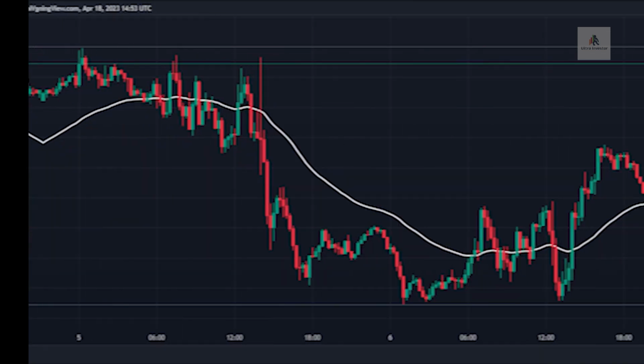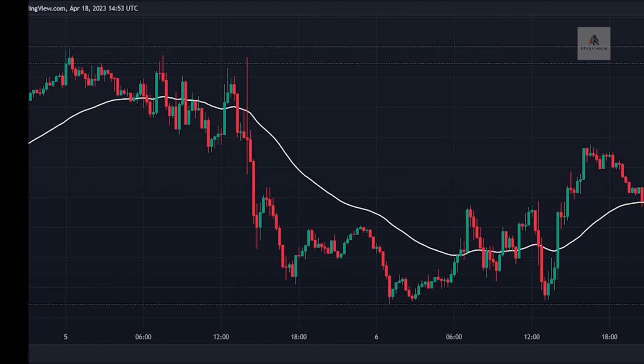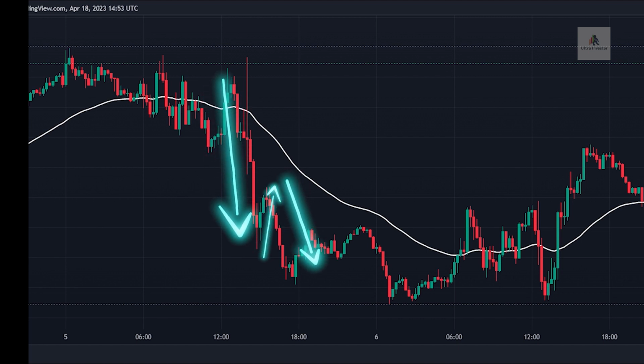Now, let's take a look at a bearish example. In the current chart of the Euro-USD pair on a 15-minute time frame, we can observe that the market has broken the EMA 50 to the downside, with 1, 2, and 3 moves. This indicates that we have a bearish bias in the market.